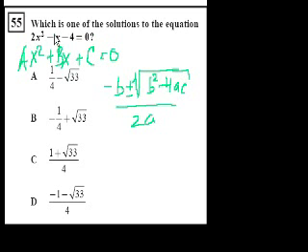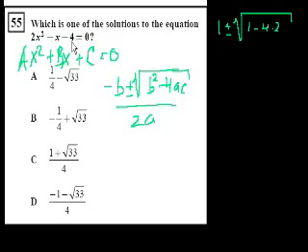b is minus 1, right? So minus minus 1, that's a positive 1. Plus or minus the square root of b squared. Minus 1 squared is 1. Minus 4 times a is 2, times 2, times c. c is minus 4. So times minus 4. All of that over 2a. a is 2, so 2 times a is 4. So that becomes 1 plus or minus the square root.